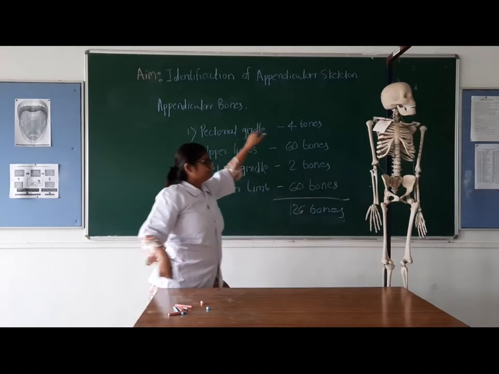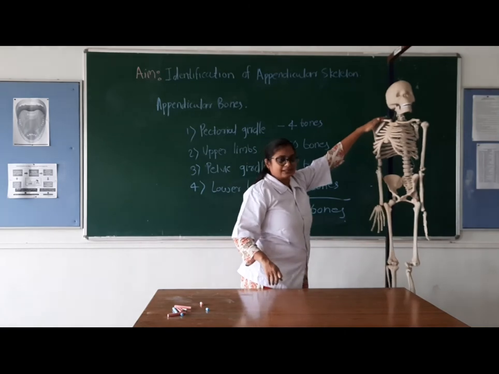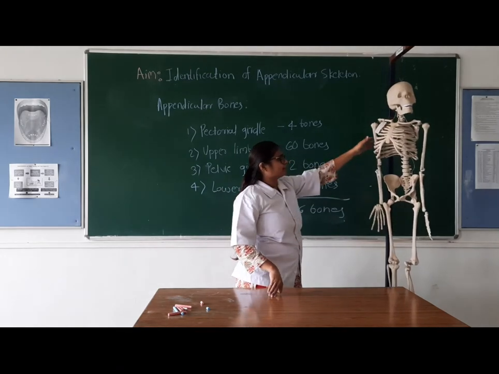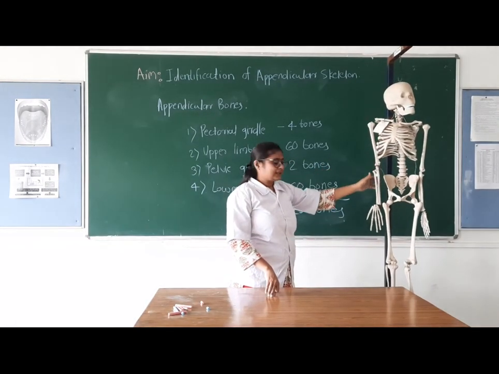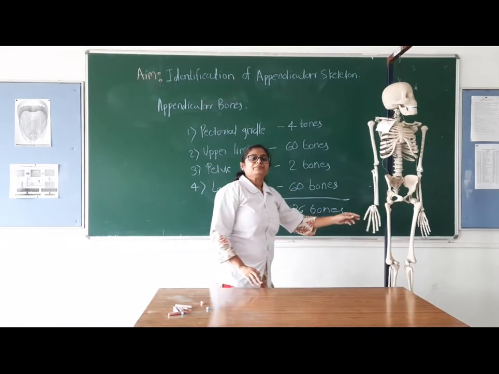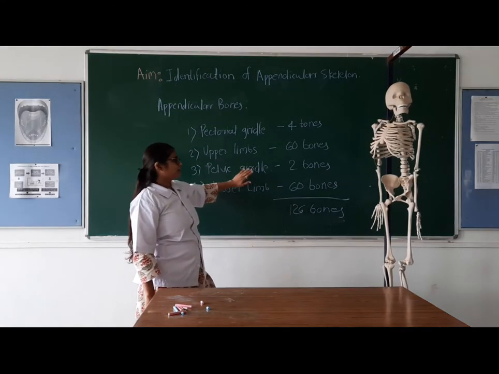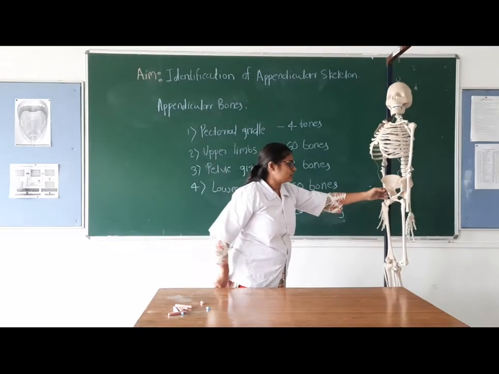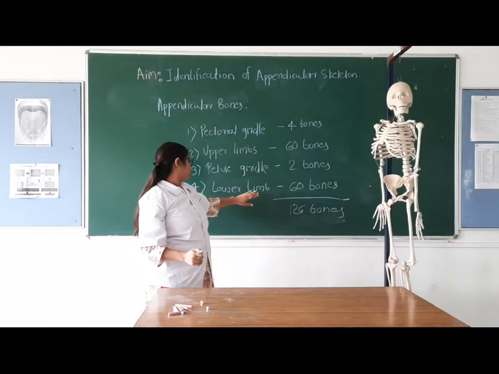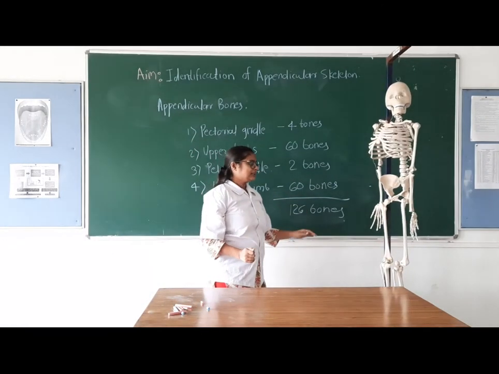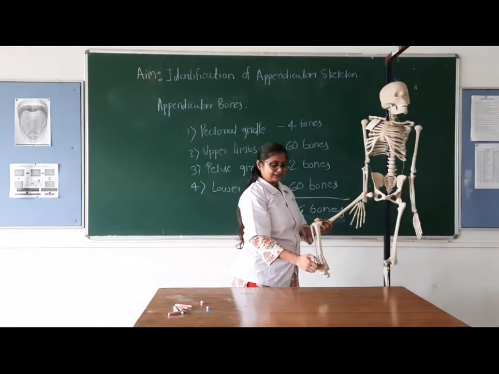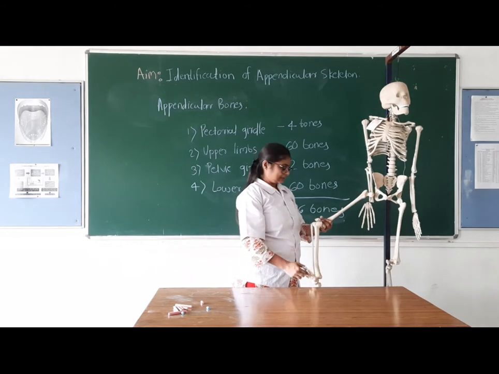Now the pectoral girdle contains the clavicle and the scapula. Next one is the upper limb. The upper limb contains the humerus, radius and ulna, carpals, metacarpals and the phalanges. Next one is the pelvic girdle, which contains 2 bones and includes the hip bones. Now the next one is the lower limb, which contains 60 bones. It includes the femur, tibia and fibula, and then the tarsals, metatarsals, phalanges and the patella.